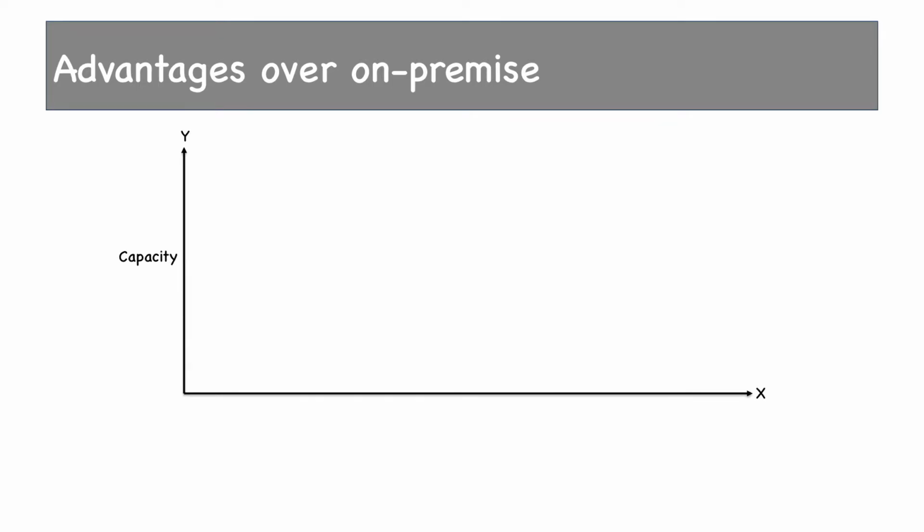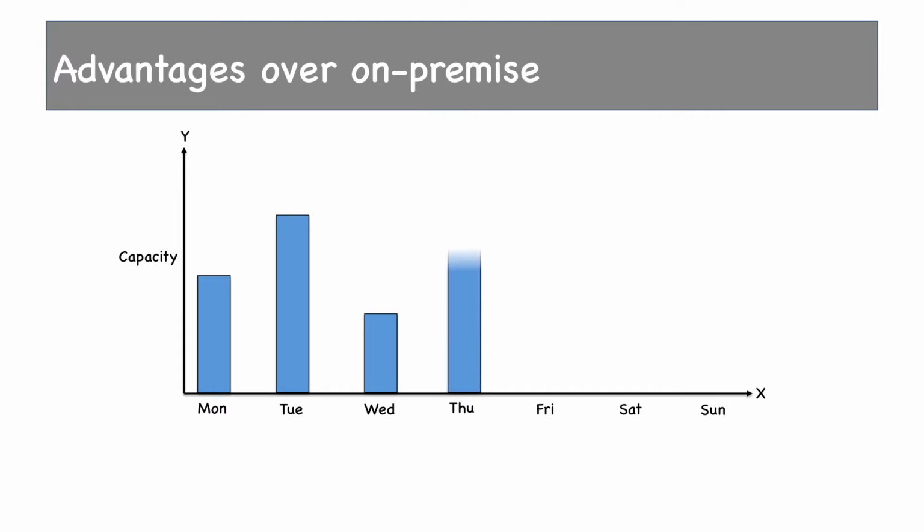So let's see how capacity is provisioned in an on-premise data center. On the x-axis you have time, on the y-axis you have capacity. Capacity can be anything: CPU, RAM, network, file system, anything. Suppose this is your usage. You have Monday, Tuesday, Wednesday, Thursday, Friday, all 7 days in a week, and this is how your application usage is.